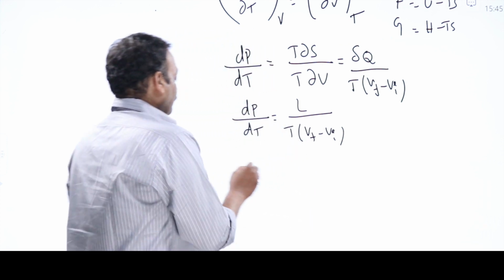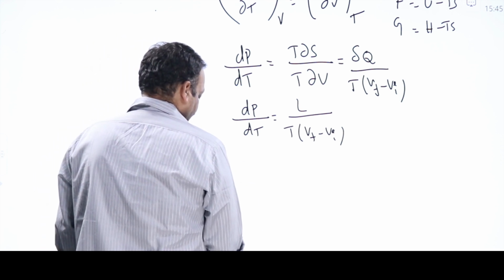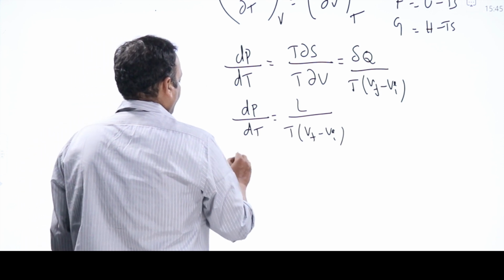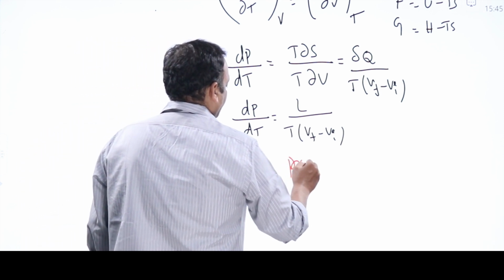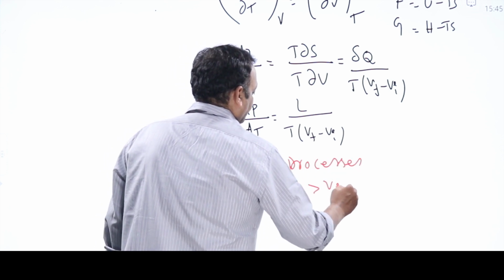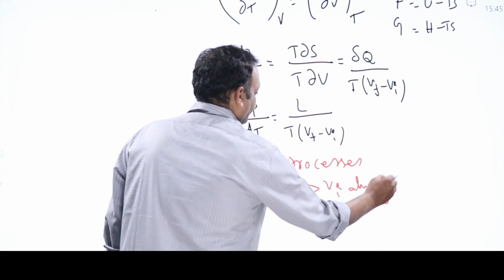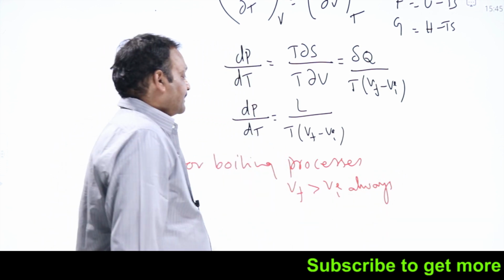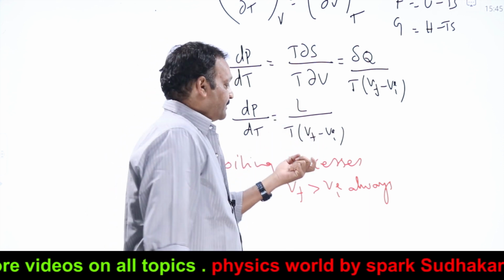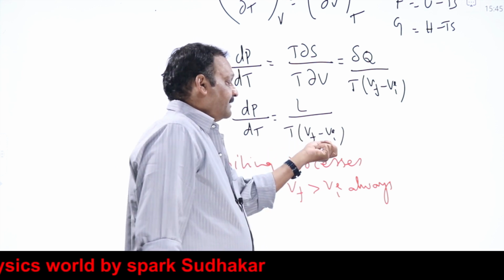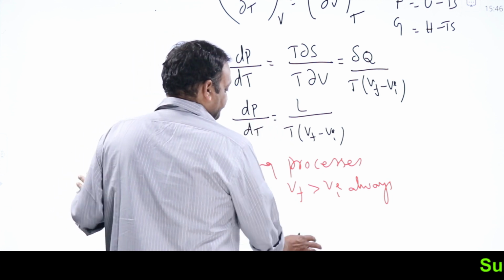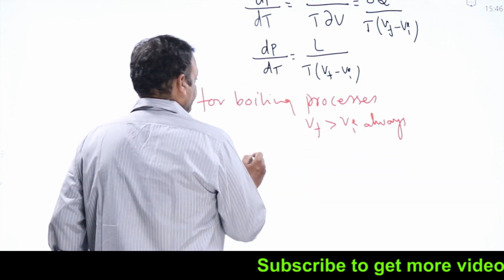So now I'll apply this to the boiling process. For the boiling process, Vf is greater than Vi always, such that latent heat is positive. Temperature, capital T, the absolute temperature, is always positive. In the case of boiling, Vf greater than Vi means this entire RHS term is positive. That is, dP by dT is positive.